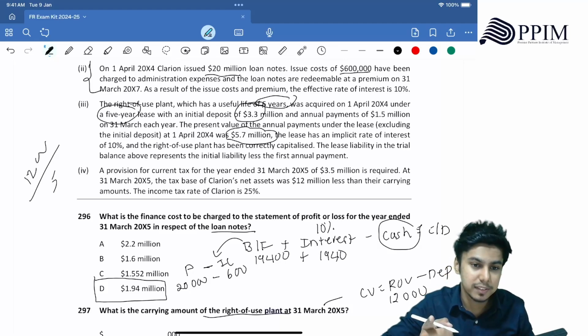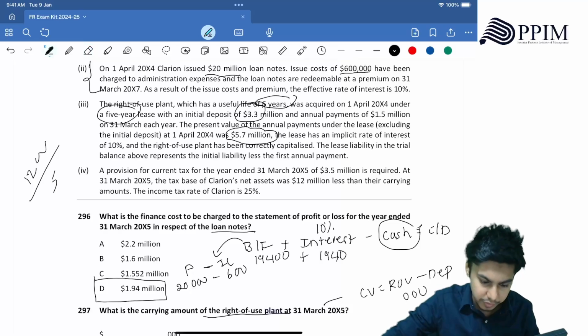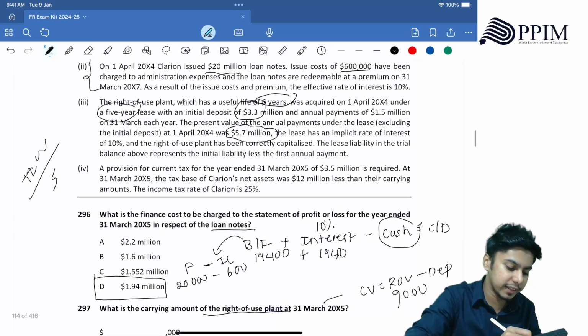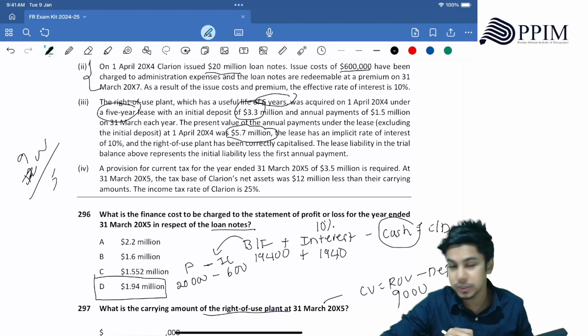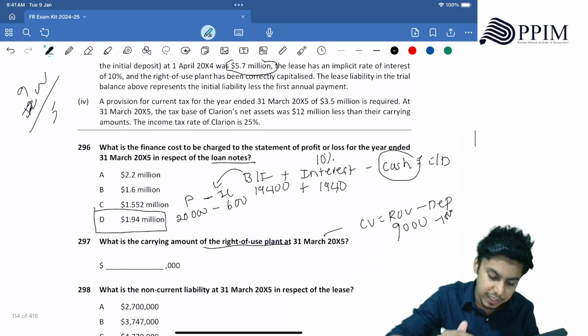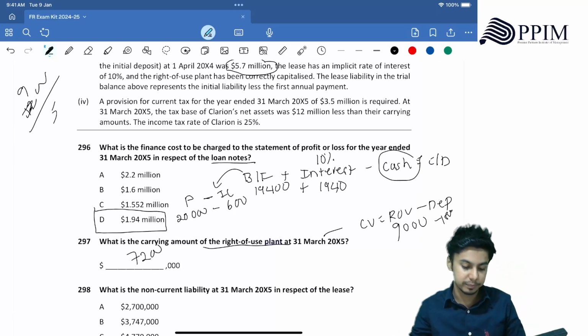So 12 million, when you divide by 5, what will be the answer then? 5.7 plus 3.3. Is it 9 there? I think I'm making a mistake there. Yeah, no, 9 million. Sorry. 9 million divided by 5. What's the answer? 1,800. Have we taken the lease at the start? Yes. So therefore, the answer will be 7.2 million. That should be the answer.